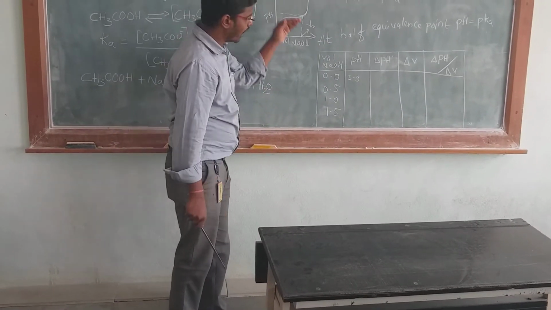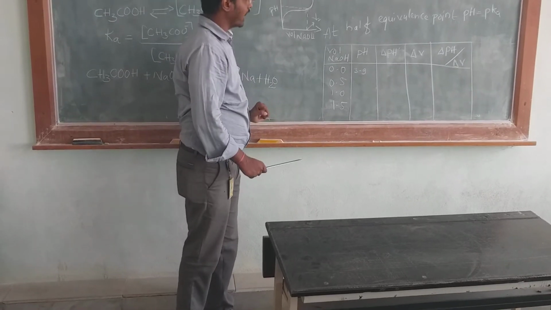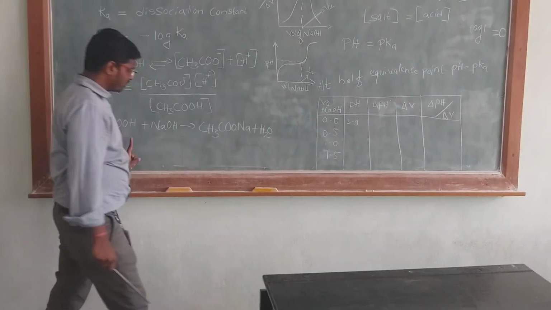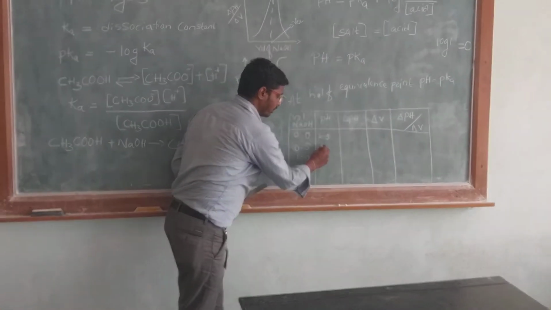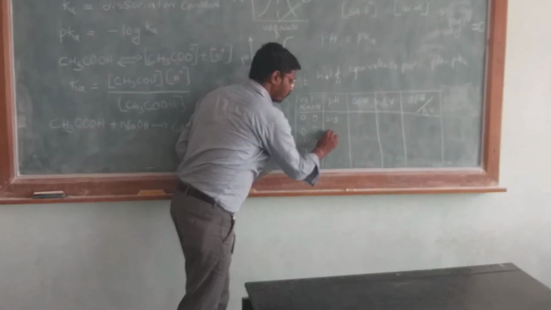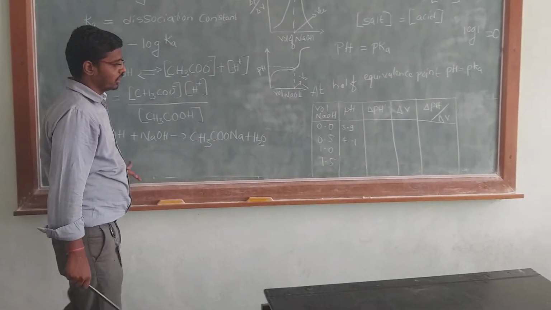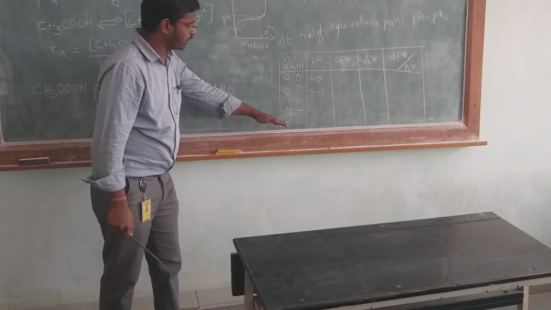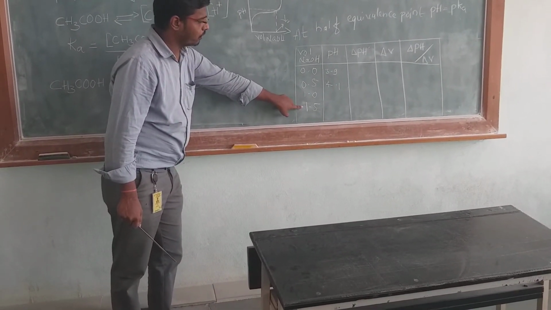Then we add 0.5 ml of NaOH into the beaker containing acid. At that time some amount of acid is converted into salt, so the pH value increases due to the decrease in the molar concentration of H plus ion. Then we repeat this up to 10 ml. That means each time we add 0.5 ml.